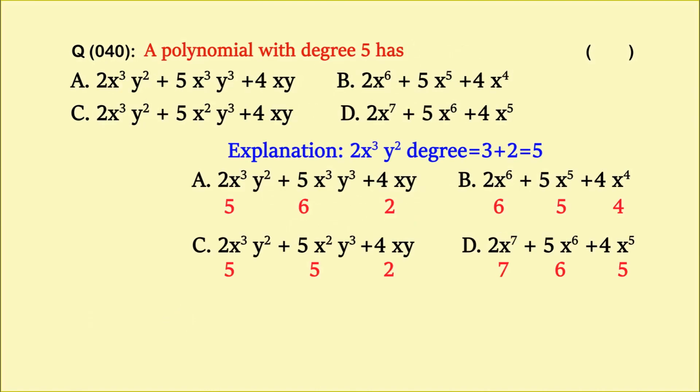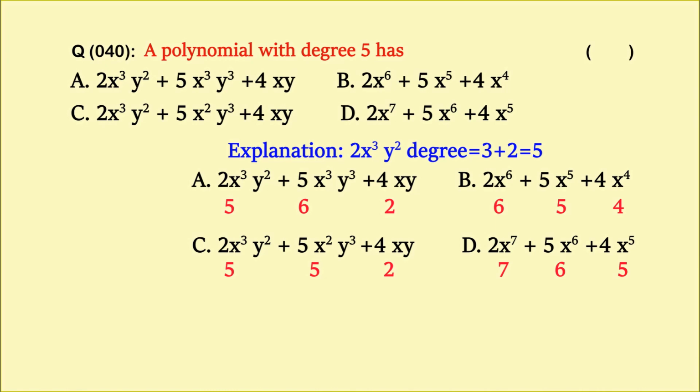Question number 40. A polynomial with degree 5 has... If you see in the explanation, the option A contains 3 terms: 2x to the power of 3 y to the power of 2, so the degree of this term is 5, and the second term 5x cube plus y cube, the degree of this term is 6, and the third term 4xy, so it has the degree as 2. So this is not an answer. Why? Because it has the degree 6.